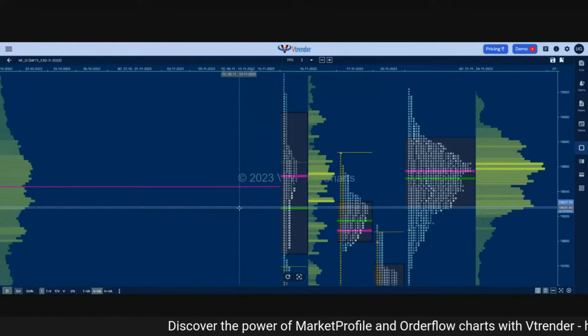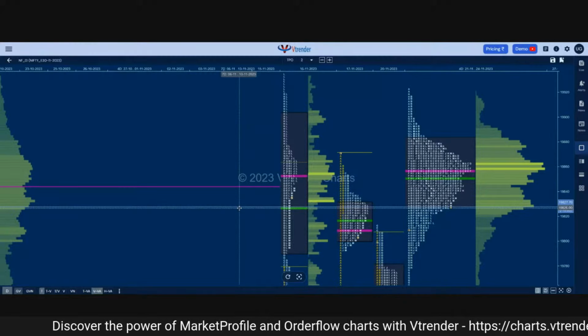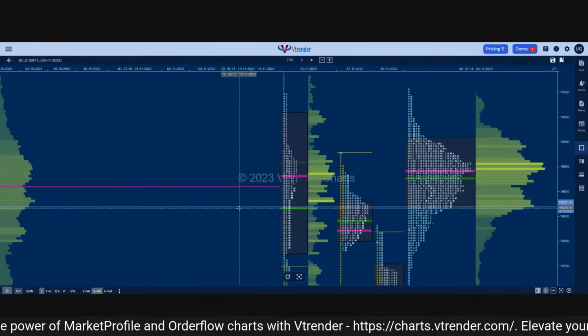So as I said, Nifty is in a nice balance. We can expect a good move away from this balance in the coming week.